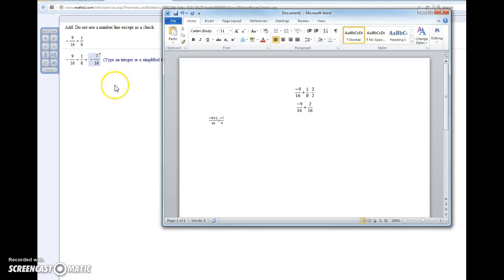over 9, or you can write it like they did on this screen with the negative on the outside of the parentheses, negative 7 over 9.